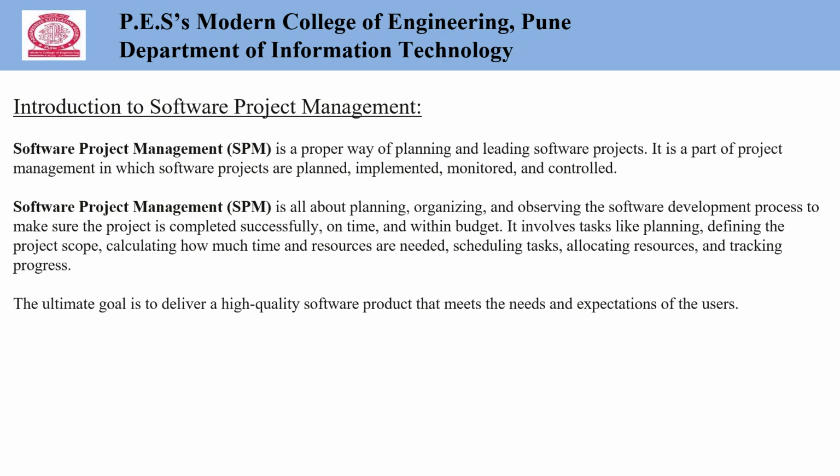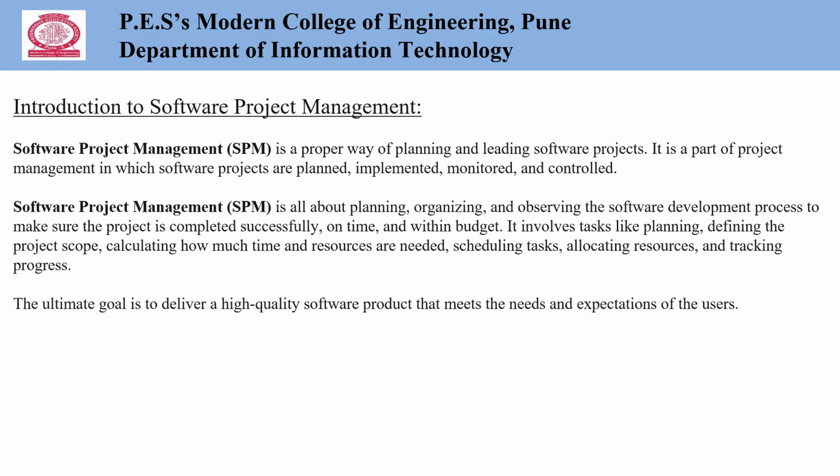So software project management is the proper way of planning and leading software projects. It is a part of project management in which software projects are planned, implemented, monitored and controlled. So why are software projects used? Software project management is generally used for planning, organizing, and observing the software development processes to make sure that the project is completed successfully on time and within the budget.